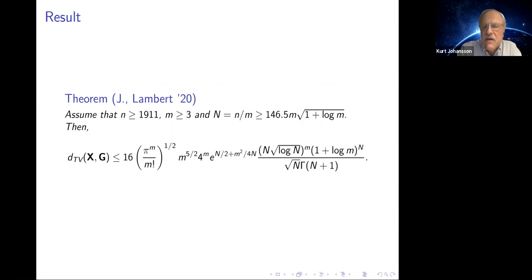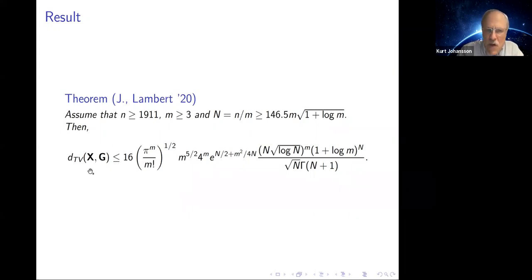Okay, so here's the result. If you want to see more of the details, there is a preprint from earlier this year where you can find details of everything I will be talking about today. So here, as you can see, it's an explicit statement. For n greater than 1911 and m greater than or equal to 3, and if I define capital M to be the quotient of n over m, and this is sufficiently large. If you read this, it means that m can be almost up to the square root of n, but not quite.